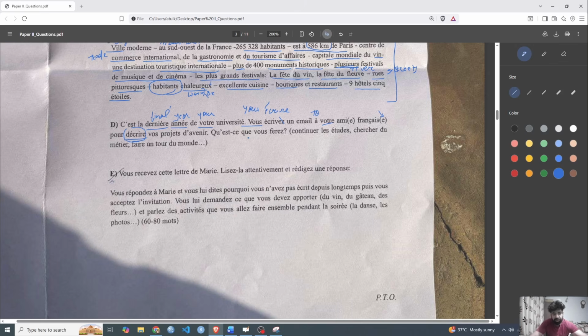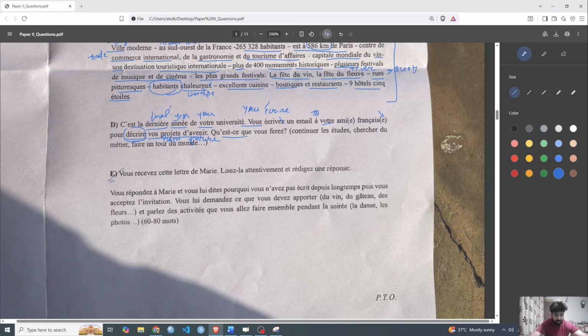This is not about your college project. Don't think about that. So it says "vos", which is plural, and basically this is projects. Project is plan. So plans, and this is as to plans. Then it says avenir, that is basically future. So your future plans. So what exactly is going to happen in future? You are going to tell, while writing this email, what your future plans are.